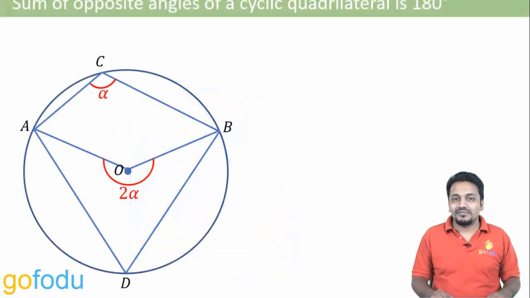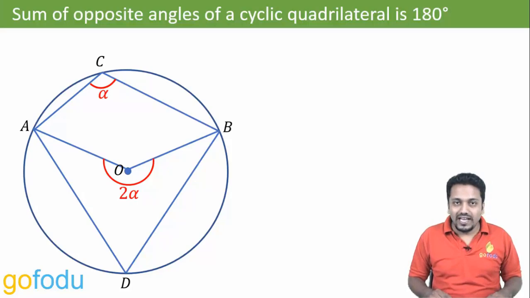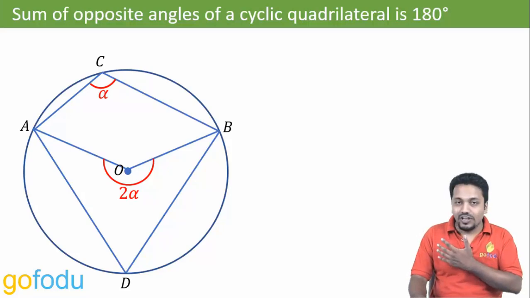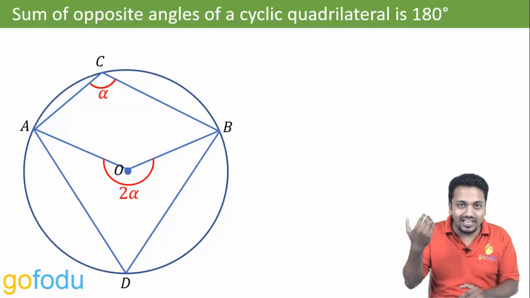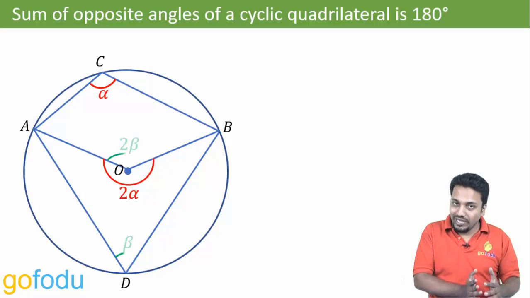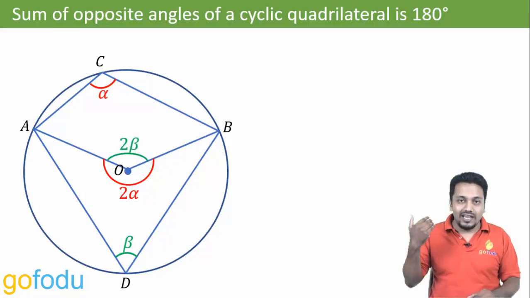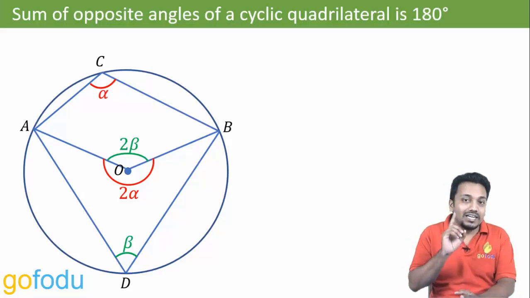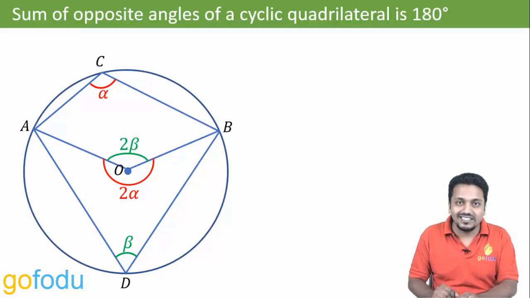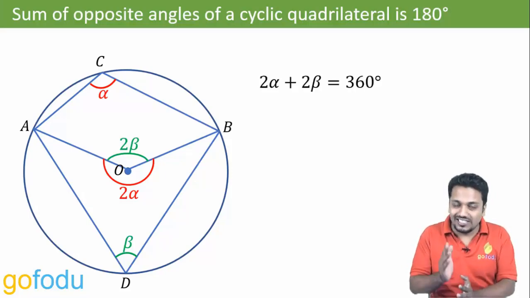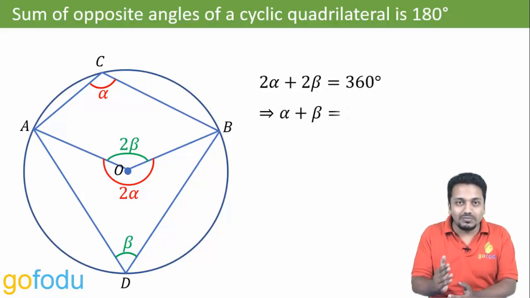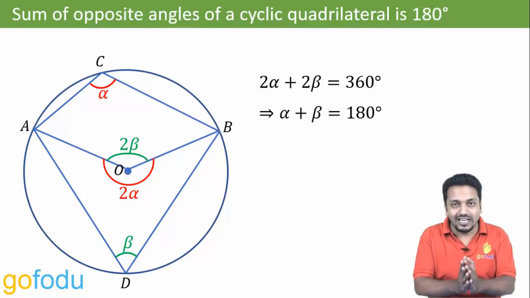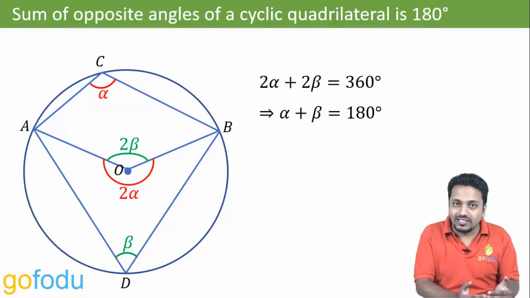Next, the sum of opposite angles of a cyclic quadrilateral is 180 degrees. This we have seen that the angle at the center is twice the angle at the circle. Also, angle AOB will be twice angle ADB at the circle. Now, at the center, we can see one complete angle of 360 degrees. 2 alpha plus 2 beta is equal to 360 degrees. So, alpha plus beta will be 180 degrees. Now, here ACBD is a cyclic quadrilateral as all 4 vertices lie on the circle.